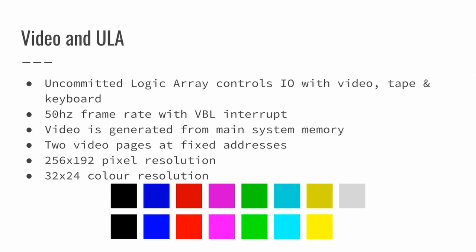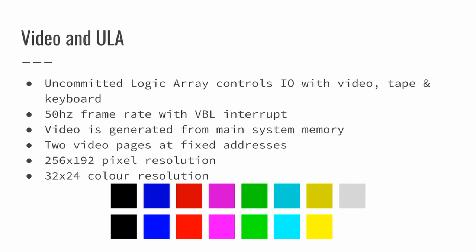Next up is the video and the ULA. So the ULA is the chip that I talked about. That's the one custom chip. Its proper name is the uncommitted logic array. And it basically deals with the I/O between the processor and the rest of the system. So it deals with video, tape loading and saving, and keyboard.